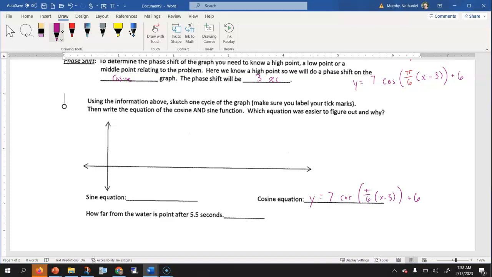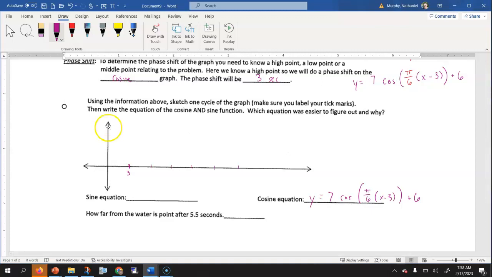And let's actually create a graph, and if we want to create a sine function, I can show you how to do that. So we know again that it was at the high point 3 seconds after we started. So I'm just going to use a scale of 3 seconds here. Okay, so I'll just count by 3s there on the x-axis.